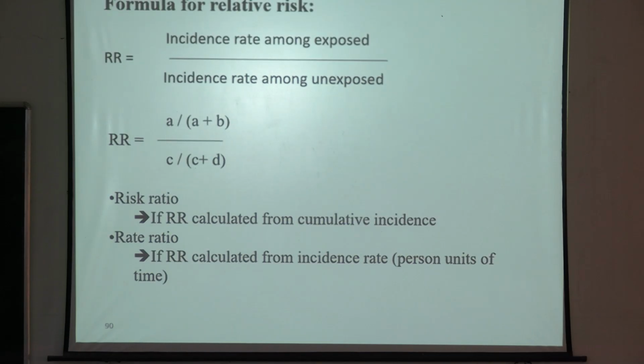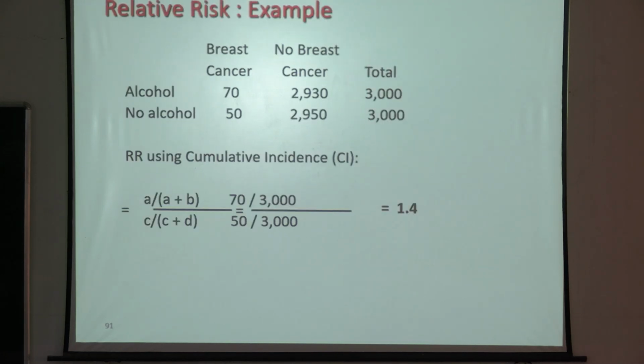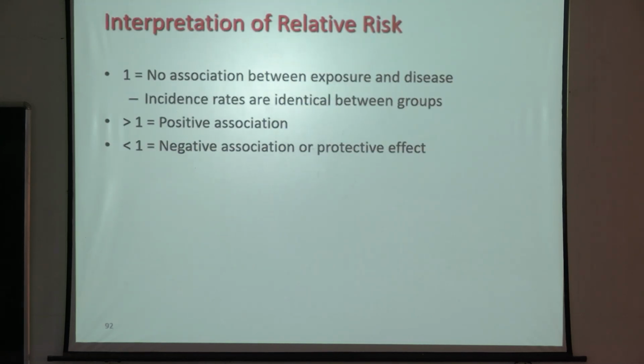So this is the formula for relative risk which I just showed you. Incidence rate among exposed divided by incidence rate among unexposed is A by A plus B divided by C by C plus D. So this we've talked about. That's all for now. Okay.